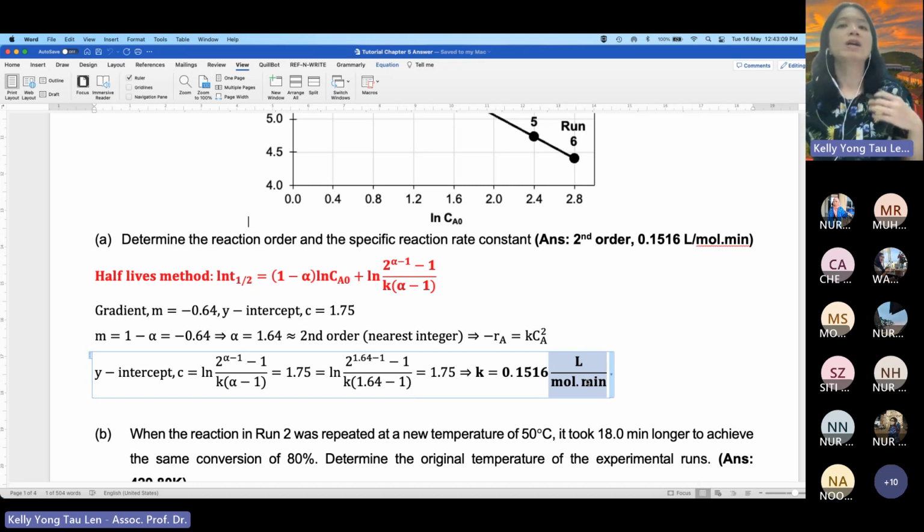Okay, so the next part, which I explained last Thursday, is on the k unit. So for the k unit too, you have to deduce it yourself from what I taught you before in chapter 2, where the unit of k is determined by the reaction order.